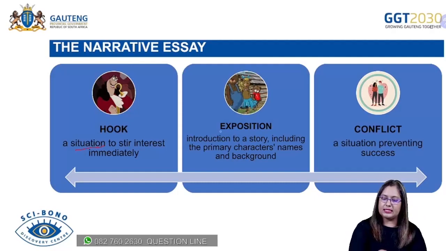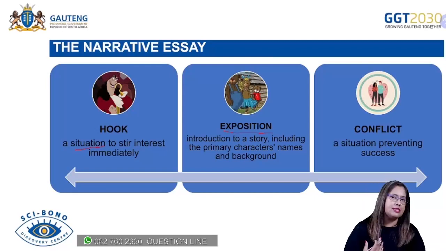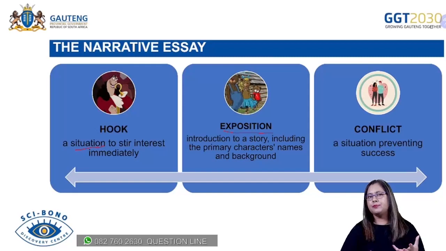Then we're looking at the exposition. Now here you are going to introduce the story. Yes, there will be the introduction. And in the introduction, you are going to include primary characters' names, for example. Give us a bit of the background of the person you are describing, for example, or the event that you are describing, which may include people in it. So give us the background.